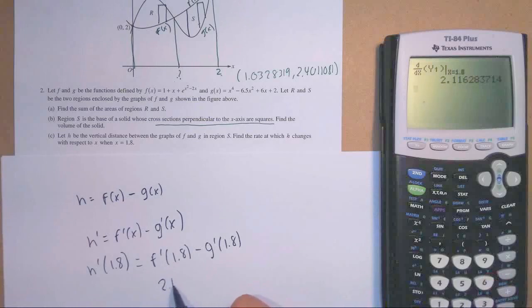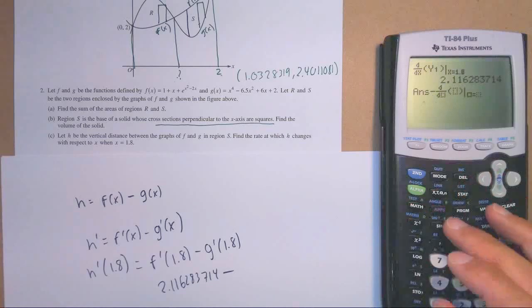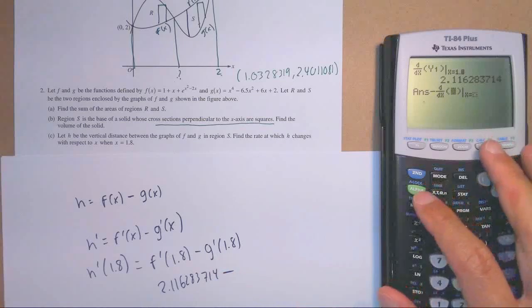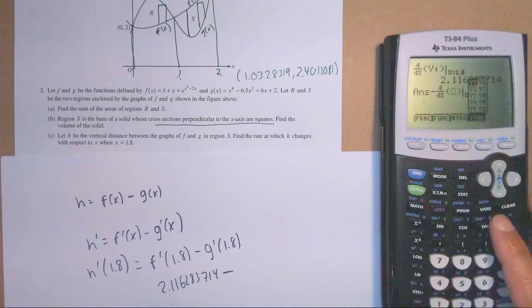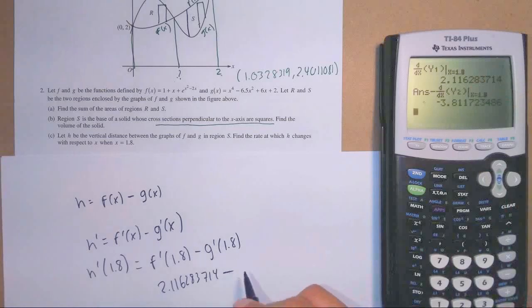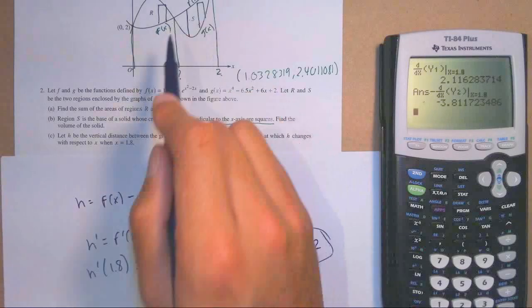So 2.116283714 minus, same thing with g prime. Math number 8, dx, and then don't forget this is g of x, so we're going to put in y2: alpha, y equals, 2, trace, y2, press enter. What value do you want to find? 1.8. And what I'm doing is taking this value minus this value, and I'm going to get an answer of negative 3.812. Okay? And that is the rate at which it's changing in region S, from f of x minus g of x.